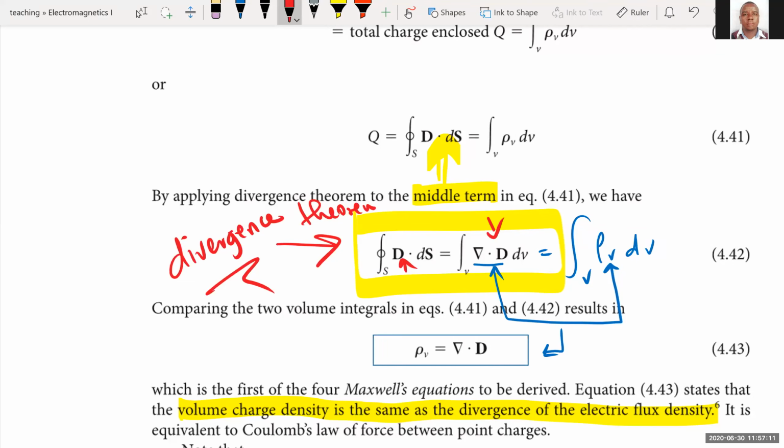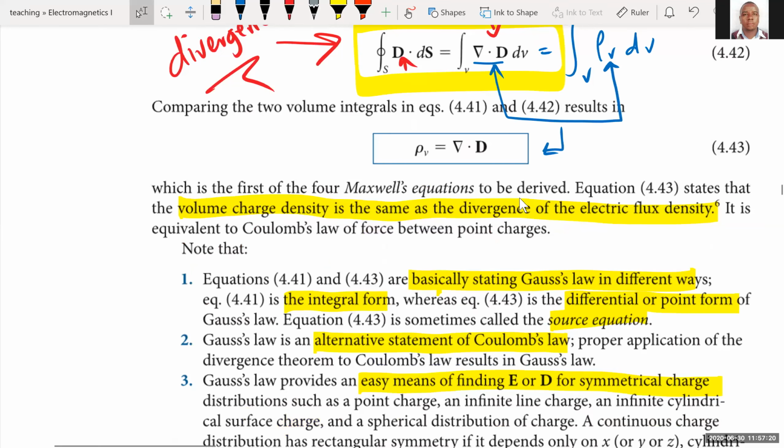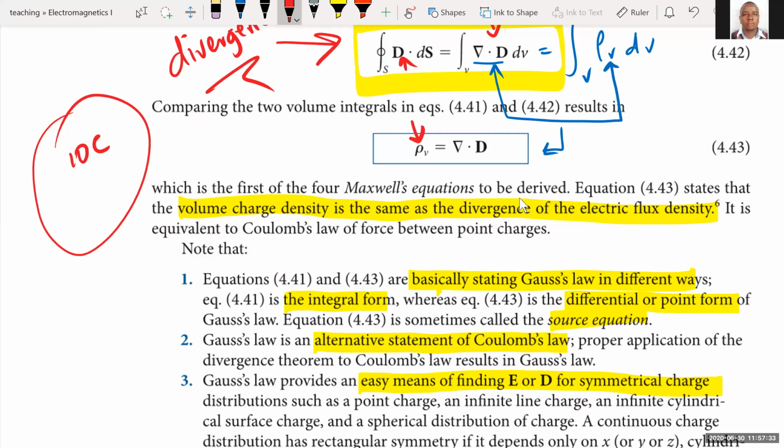And therefore, if you apply just that rule, we can find out the volume charge density. If there is a volume that has 10 coulombs, and it is of 10 cubic meters, then the density of that volume, or the charge density, is 10 over 10, which becomes 1 coulomb per cubic meter. This is the one we refer to as rho V.